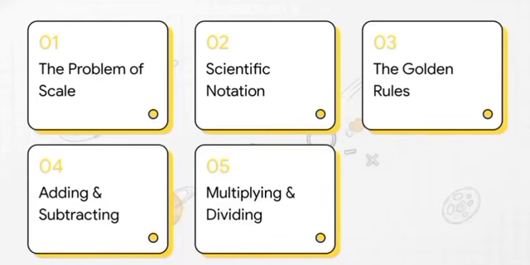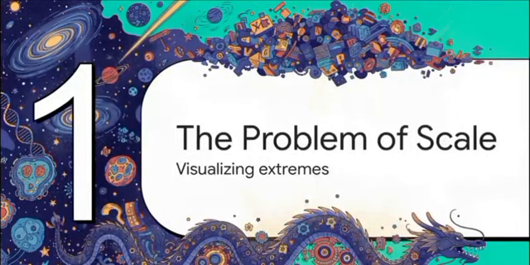So here's the game plan for today's syllabus. We'll start by looking at the problem of scale, then we'll define what scientific notation actually is. After that, we'll go over the golden rules, and finally, we'll put it all into practice with adding and subtracting, and then multiplying and dividing. Quick and easy. All right, let's dive right into Section 1, the problem of scale and visualizing the impossible.